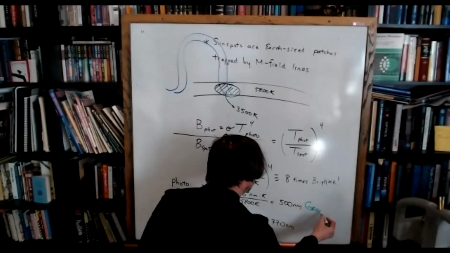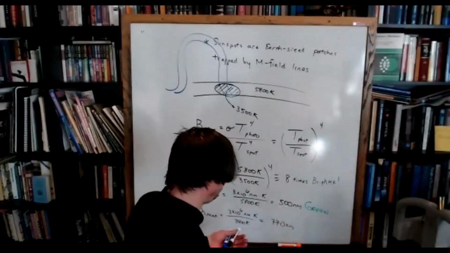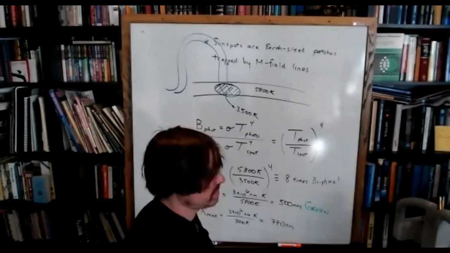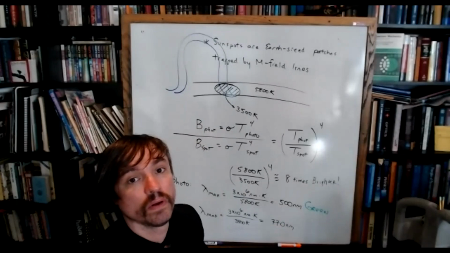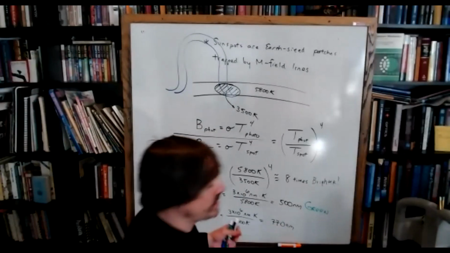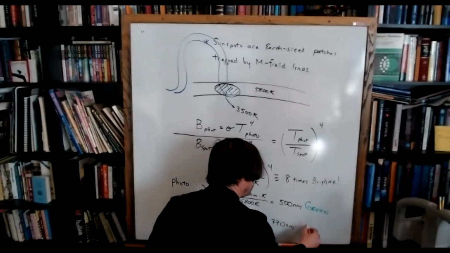Anakin, what about 770 nanometers? I mean red, but can you still see that? It's at the very edge, I admit. So this is red infrared. Sorry, my red marker kind of sucks.